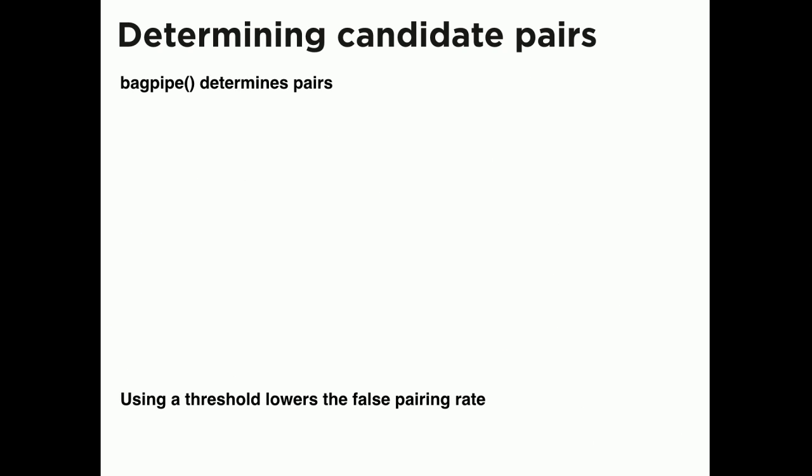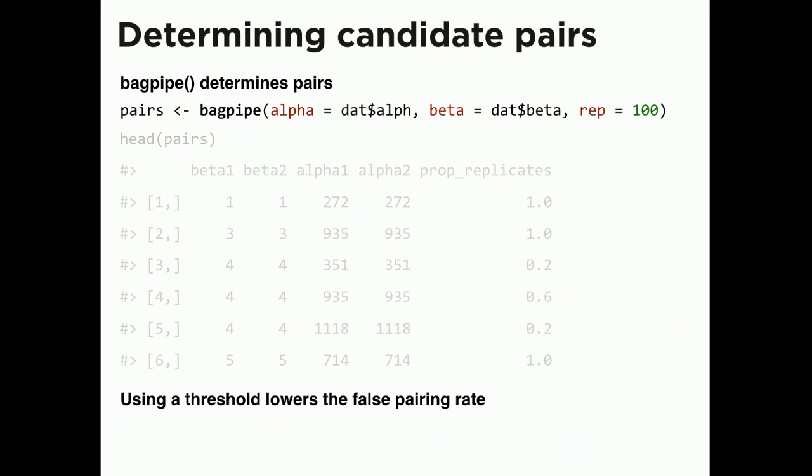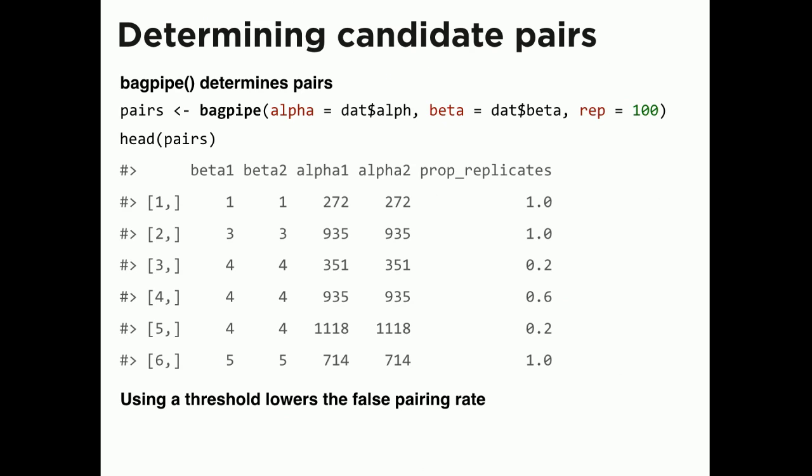And the workhorse function here is called bagpipe. What you do is you input the imported data, and then this rep argument here determines how many times that resampling procedure that I talked about happens. And then if we look at the output here, it's a list of alpha-beta pairs, and finally down here you can do some filtering to try to control the false pairing rate, and this is described more in the paper.